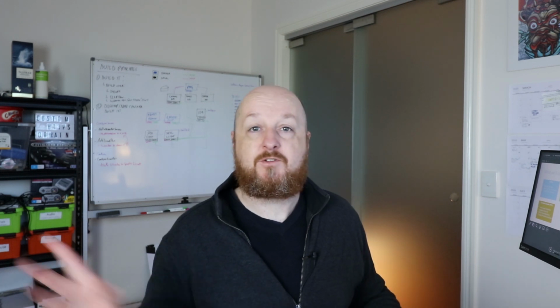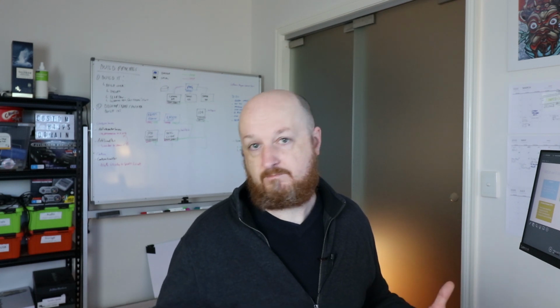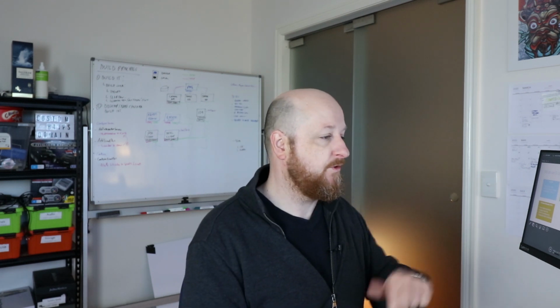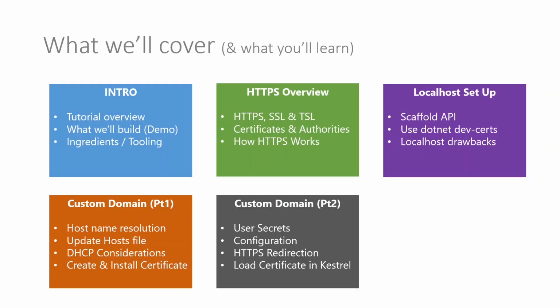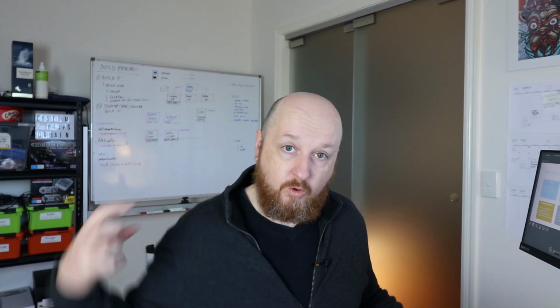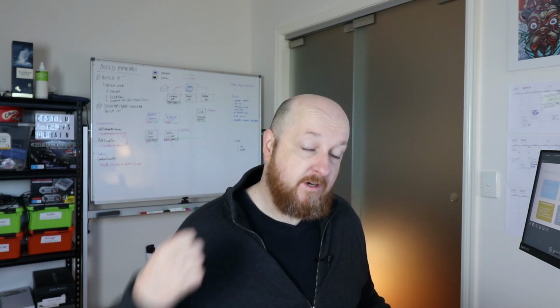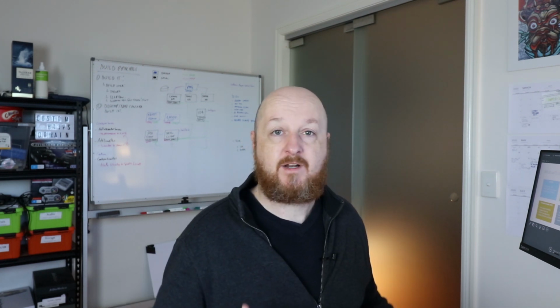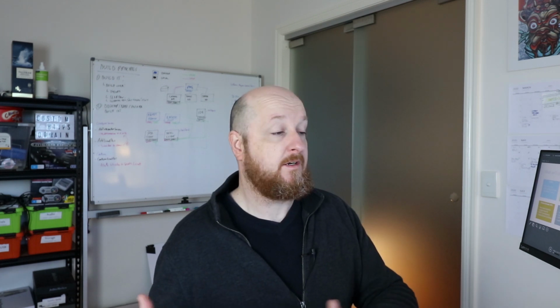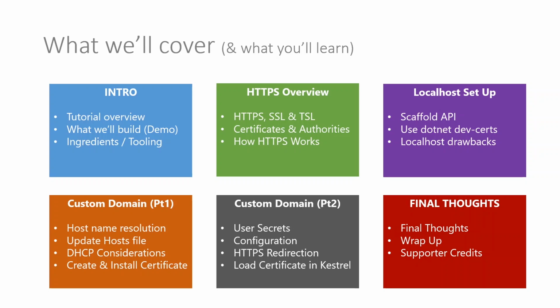So if you're a Linux or OS X user, you may have to do a little bit of side reading on how you create a self-signed certificate in OpenSSL, for example. If I can find a good article, I'll put it in the description below as well for you. Next part of setting up a custom domain, we'll talk a bit about user secrets and configuration in general, as well as HTTPS redirection, and then probably the most interesting part of the tutorial, we're actually going to load our self-signed certificate for our custom domain into the Kestrel web server as our application starts. And then final thoughts and wrap up.